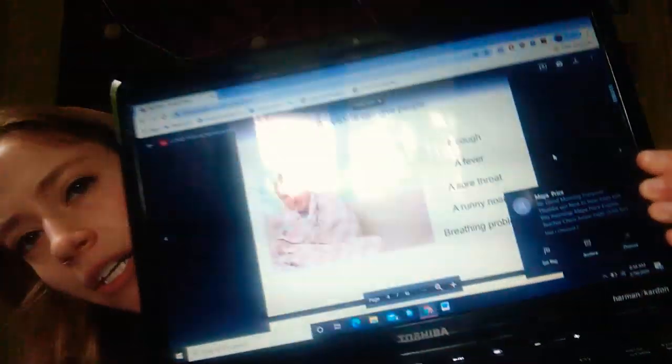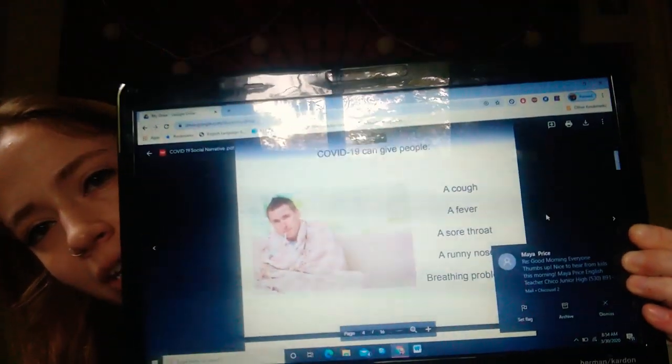COVID-19 can give people a cough, a fever, a sore throat, a runny nose, and breathing problems. So if you look on this page here, you can see someone who looks like they're not feeling too hot. And from what I've read, this virus does not make you feel good at all.